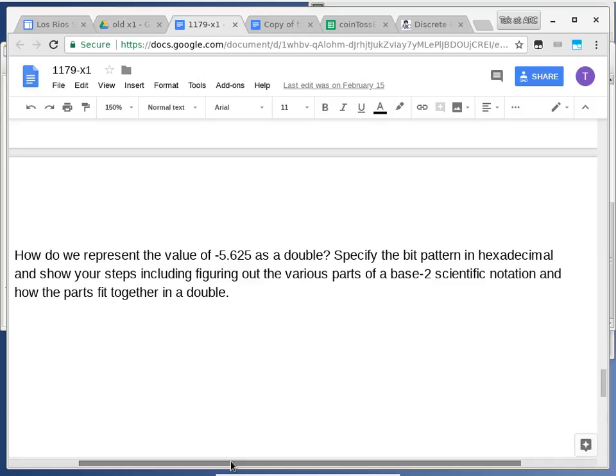So I'm telling you how to write out the bits. Don't give me 64 bits, because I cannot read 64 bits, even though in this case, most of the bits are all zeros. Only a few bits are not zeros. And show your steps, including how you figure out the various parts of a base 2 scientific notation and how the parts fit together in a double.